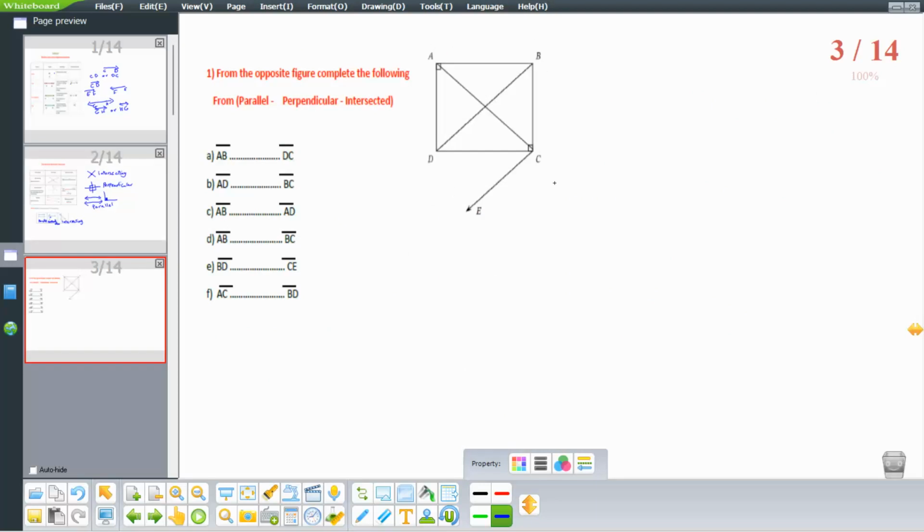Let's see this figure and say parallel, perpendicular, or intersecting. Lines AB and DC: parallel, because they haven't any intersecting point. AD and BC: also parallel.